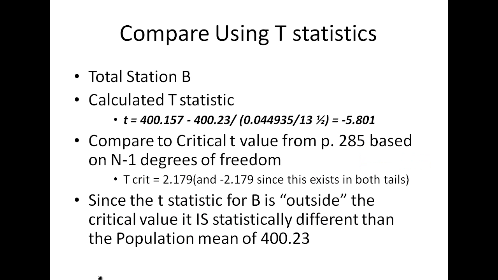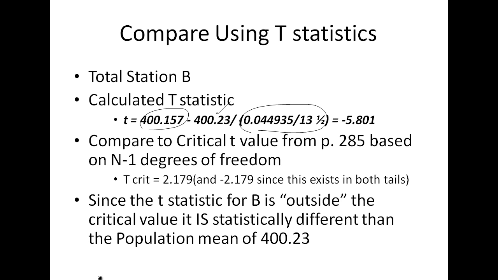For total station B, we'll do the same thing. We use the mean value of all the shots with total station B and the population mean value that was given, and we use the standard deviation divided by the square root of n. Again, that's most often called the standard error, and you'd come up with a t-value of negative 5.8.